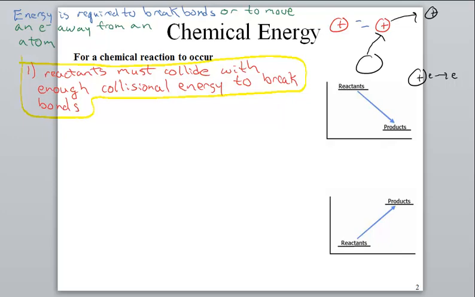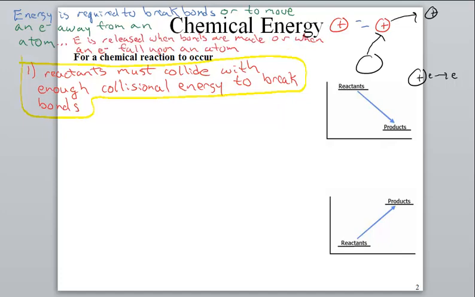When an electron that was taken away from one atom falls onto another atom, energy is released. So we'll also include that in our statement above. Energy is released when bonds are made or when an electron falls upon an atom.